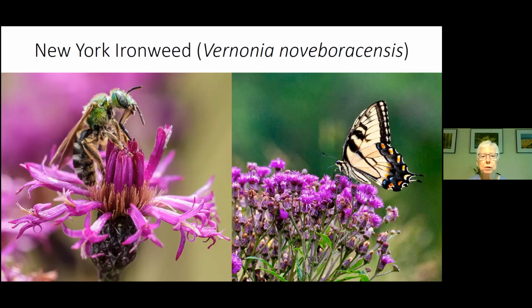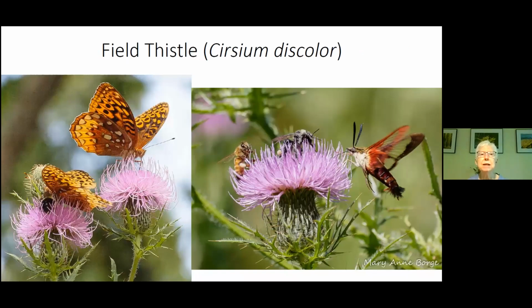Another summer bloomer are the thistles, and in this case, field thistle. This is a native thistle. It's often confused with bull thistle, which is a non-native thistle. You can see that this also is a cluster of disc flowers only that opens up and is able to feed many different insects at the same time, all taking advantage of a different disc flower in this flower head or flower cluster. We've got a hummingbird moth, a bumblebee, and a honeybee, all taking advantage of this.